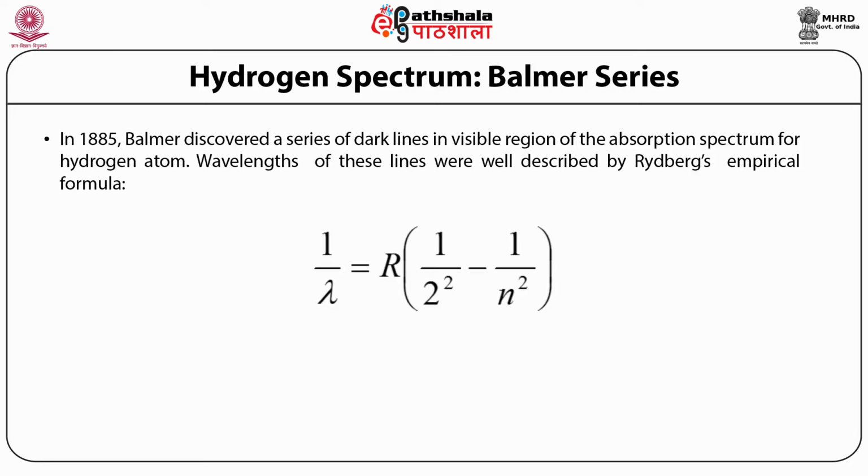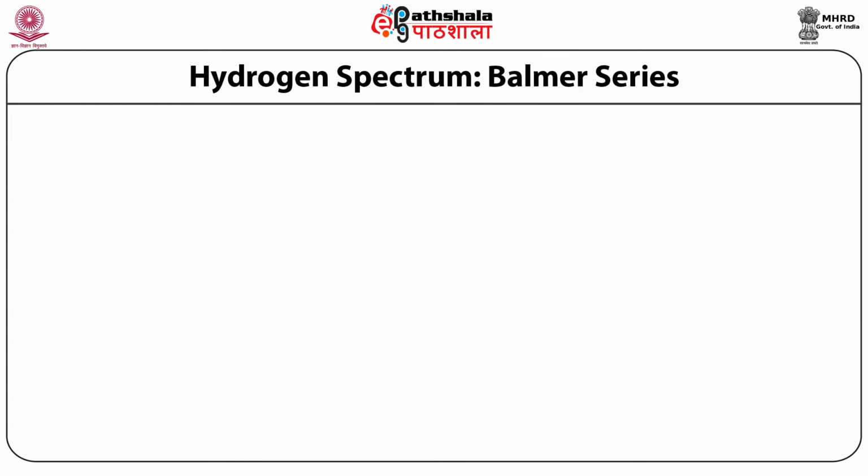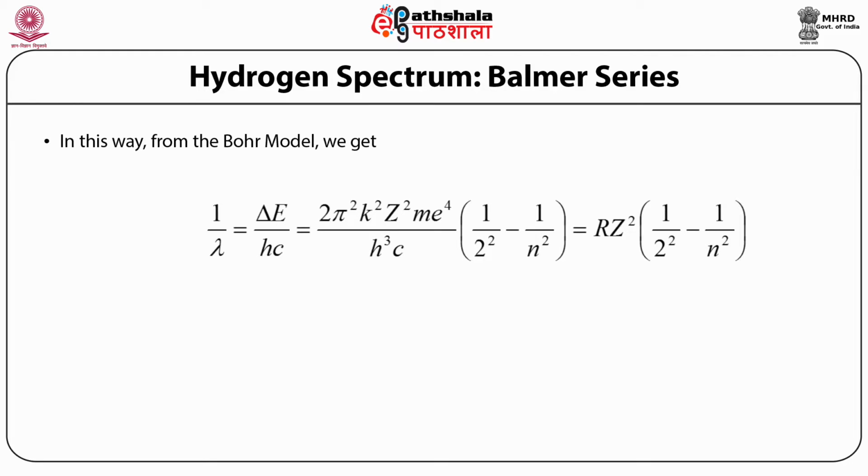This is purely an empirical formula which you can see on the screen, and R is called the Rydberg constant, which you can also see on the screen. The missing wavelengths were obtained by putting n equal to 3, 4, 5, 6, and so on, and this is the Balmer series. On the screen you can see the Rydberg formula once again, but this time the Rydberg constant is given in terms of the atomic constants like the mass of the electron, charge of the electron, and Planck's constant, and so on.